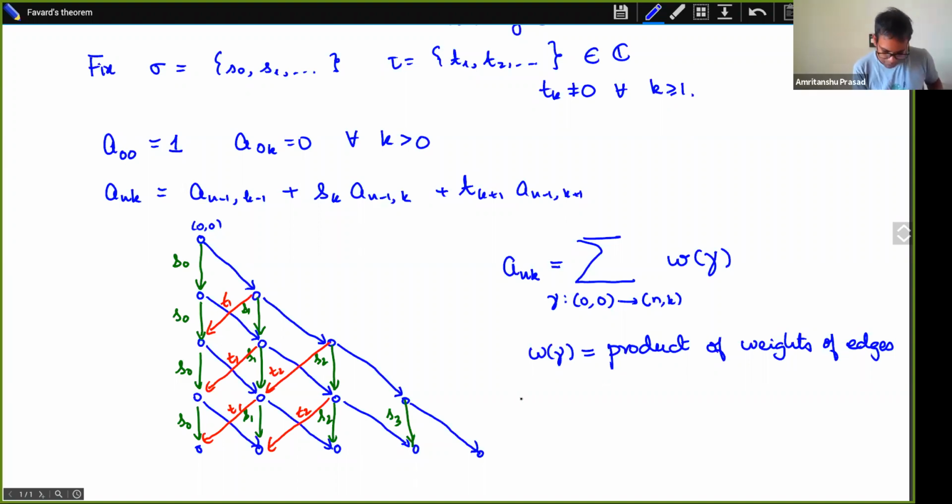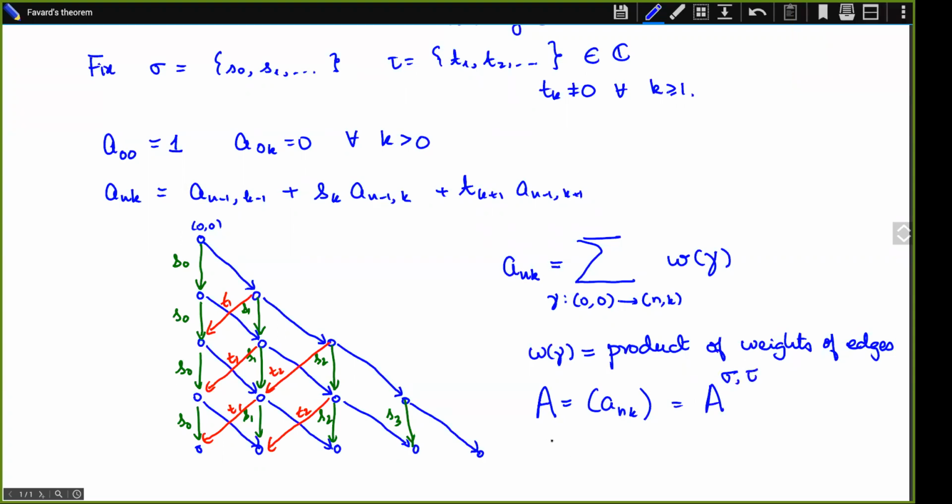And another piece of notation is that we will think of this as an infinite matrix. And since it's completely determined by sigma and tau, we will call this matrix A sigma comma tau.